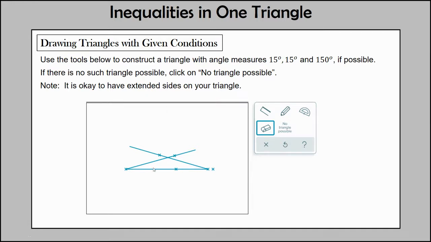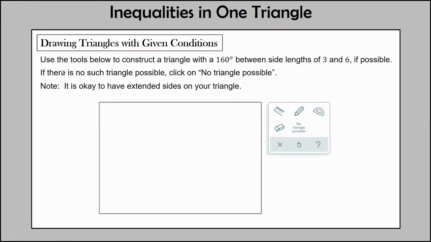Okay, a second way we could do it would be this way. They would say, okay, same kind of deal. You're going to create a triangle, but this time we want the side lengths of 3 and 6, and I want a 160-degree angle between these two. Okay, so this is a little different set of instructions, right?